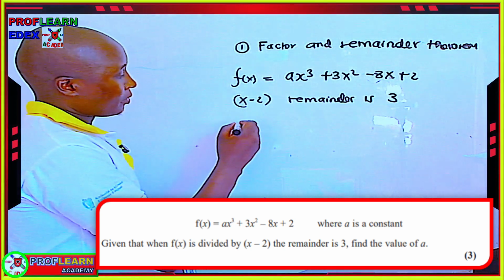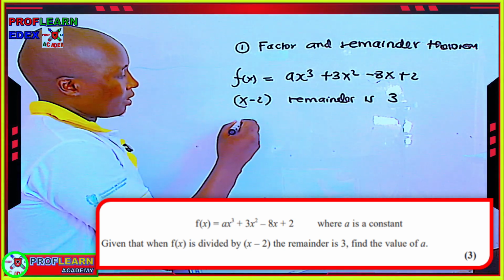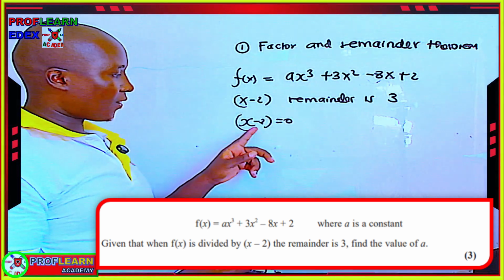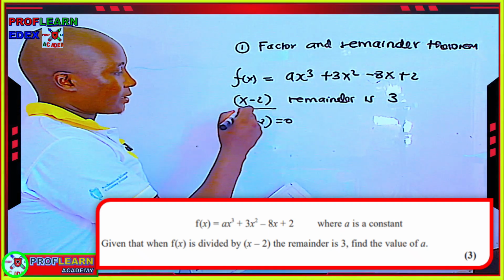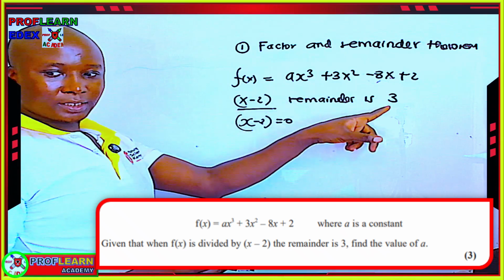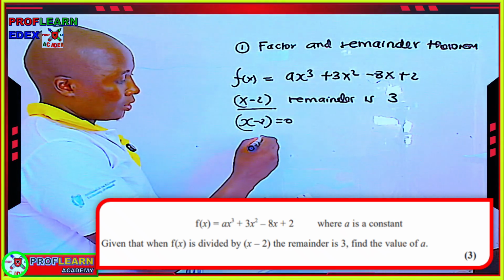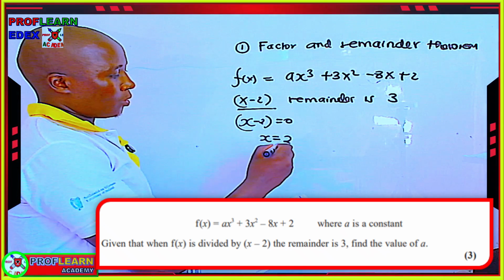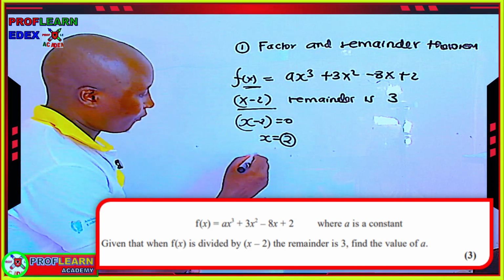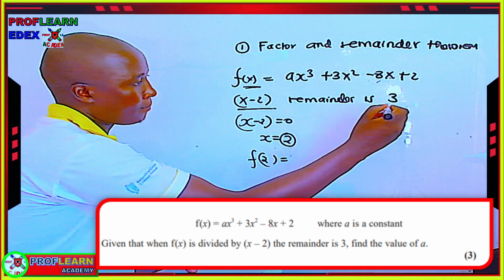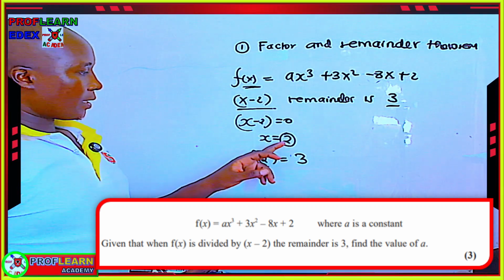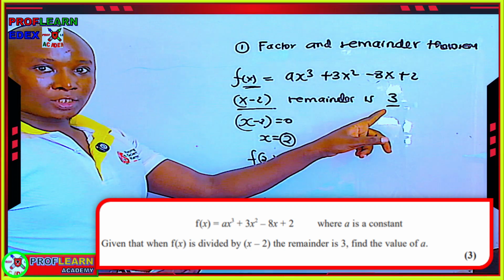Now, in that case, you need to remember that if this is divided by this, it means we can say x minus 2 is equals to 0, so that we can find the value of x here. You take that expression that is divided by this to get this remainder, and you equate it to 0, and you say x is equals to 2. So you substitute x is 2 into this function, and f of 2 must give you the remainder that we have, 3 here. So meaning we are going to substitute x is 2 into this equation and equate that to 3.